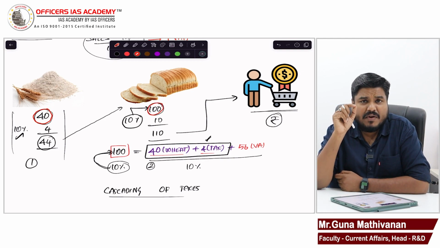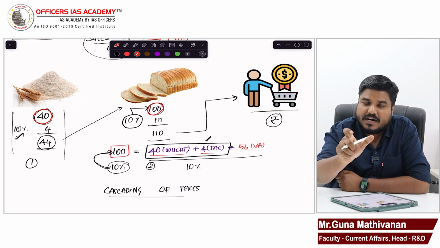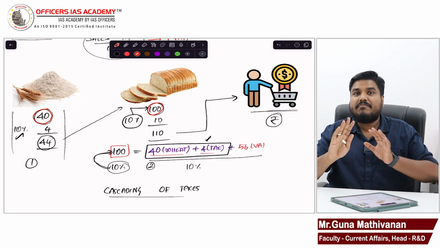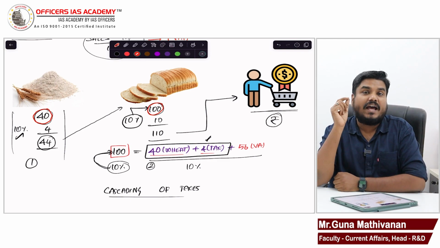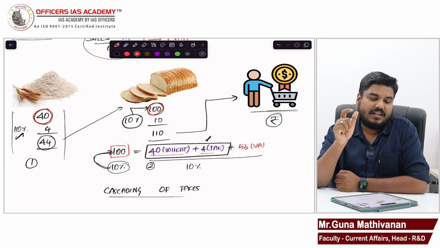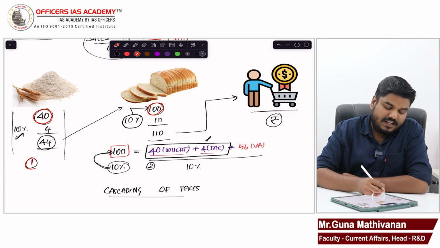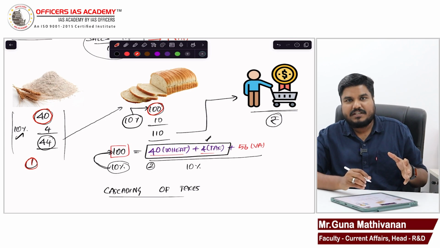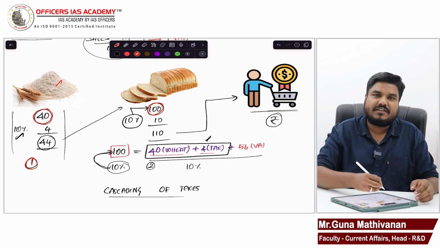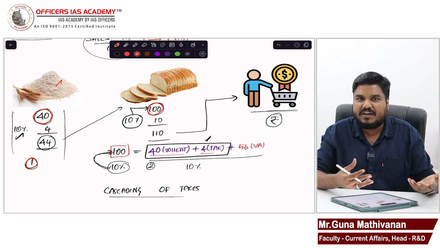But value added tax will be imposed only on the value addition part of every stage. It will not be imposed on the entire value. VAT will be imposed only on the value addition part. So if you take stage 1, the farmer has added the entire value and produced wheat. It is the complete contribution of the farmer.